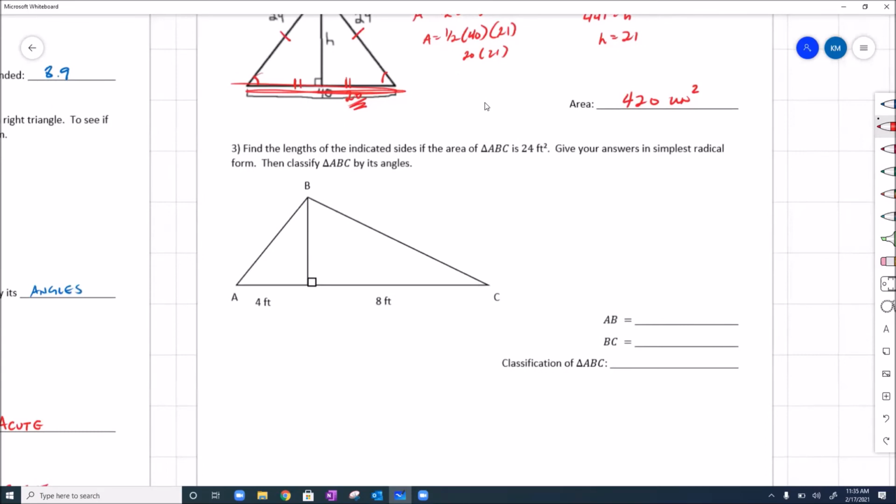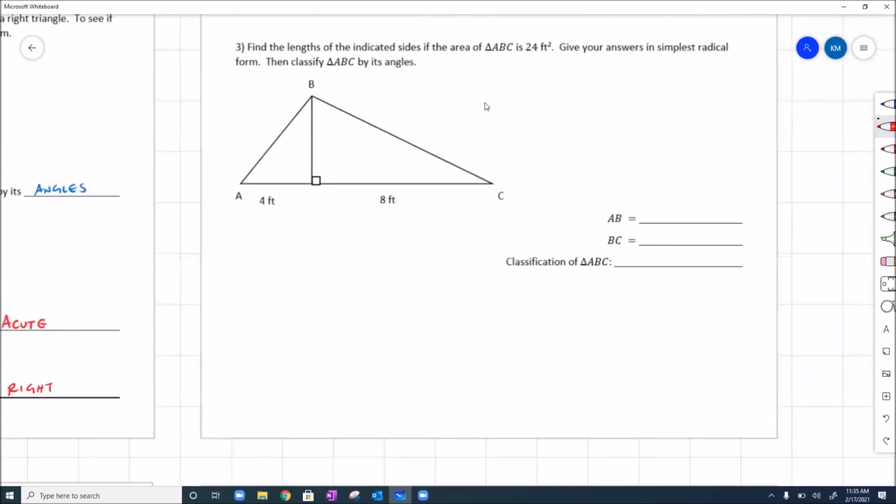Number 3 says find the lengths of the indicated sides if the area of triangle ABC is 24 feet squared. Give your answers in simplest radical form. Then classify triangle ABC by its angles. So the area of this triangle is 24 feet squared.